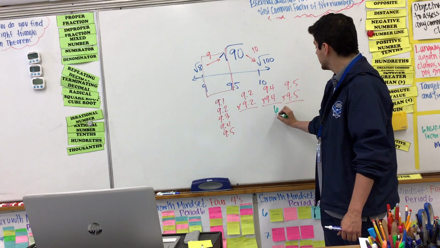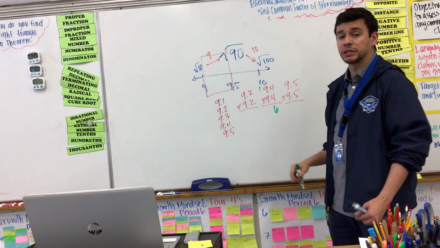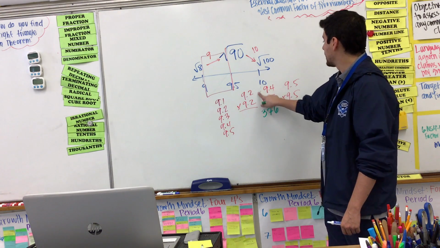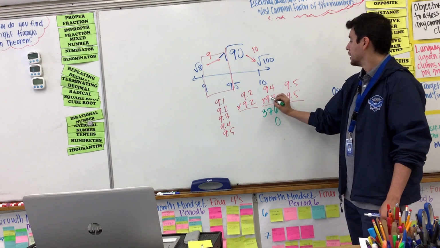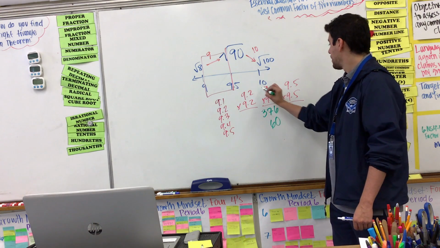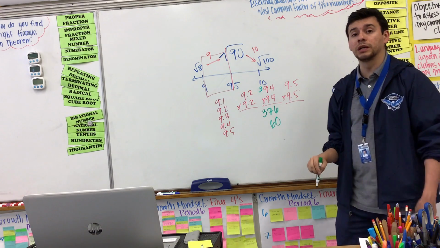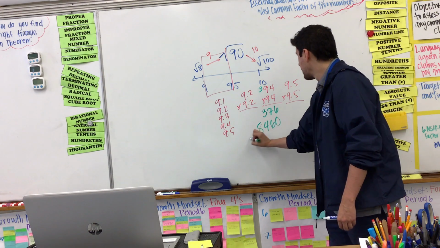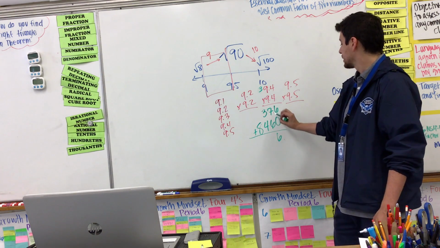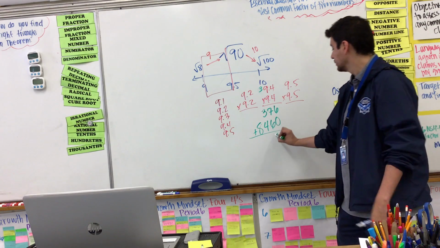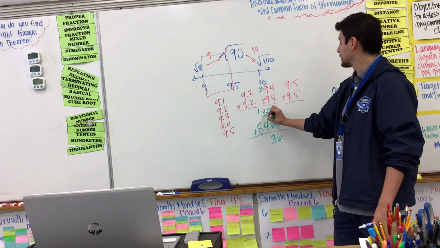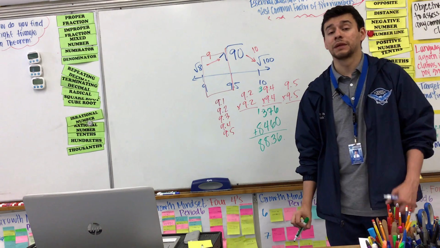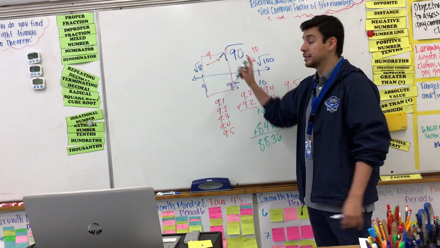4 times 4 is 16. 4 times 9 is 36, 37. So this is 37. Let me get rid of that 1 now. We put a 0 here. 9 times 4 is 36. 9 times 9 is 81, 82, 83, 84. So this one's 84. Now I add this. 6, 7, 8, 9, 10, 11, 12, 13. 4, 5, 6, 7, 8. So that is 88.36. That's pretty close to 90.